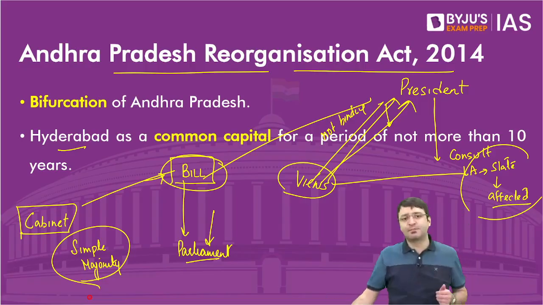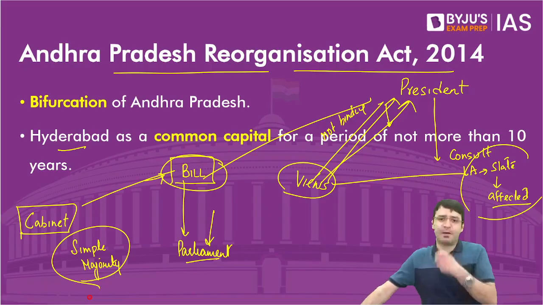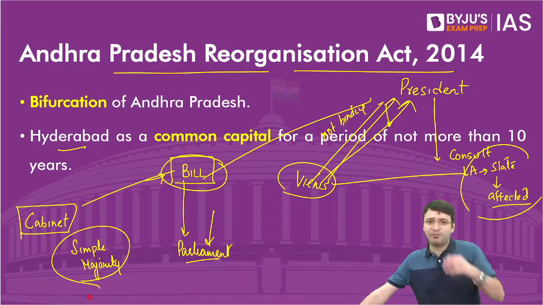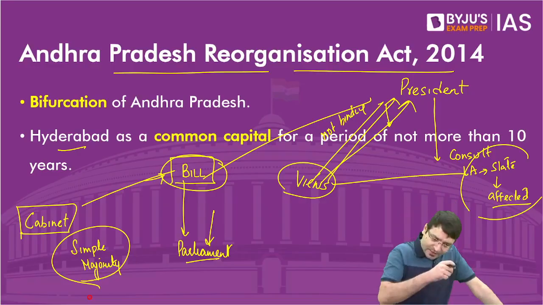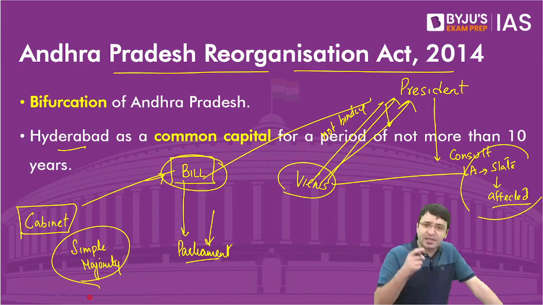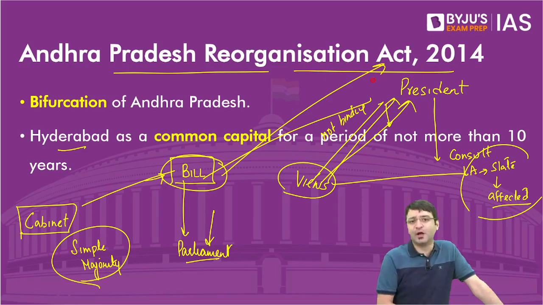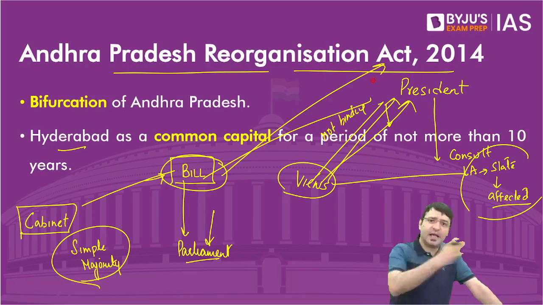Lok Sabha passed this bill by simple majority. Rajya Sabha passed this bill by simple majority. The bill was sent to the president. President said, oh, this is my bill. I gave you the permission. I will sign this bill. President signed this bill. Andhra Pradesh Reorganization Bill became Andhra Pradesh Reorganization Act. Andhra Pradesh was bifurcated into Andhra and Telangana.